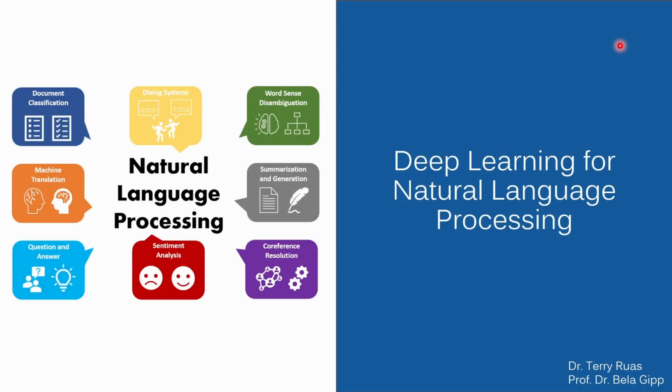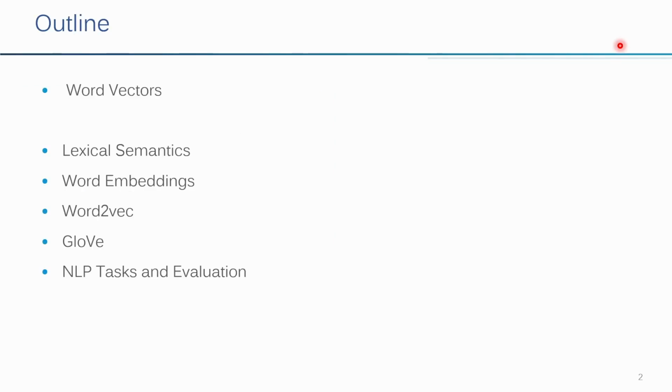Hi everyone, welcome to the Deep Learning for Natural Language Processing course. And today's agenda is about word vectors and all the topics related with that. So we'll talk about lexical semantics, word embeddings, word2vec, GloVe, and then some NLP tasks and evaluation. More specifically, we'll talk about word sense disambiguation, also document classification, and multi-sense word sense disambiguation, per se.